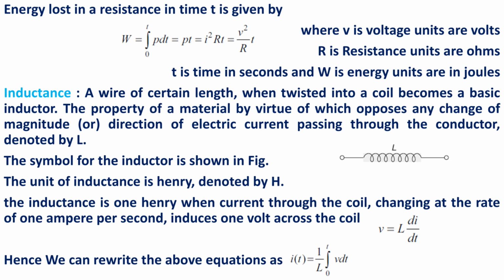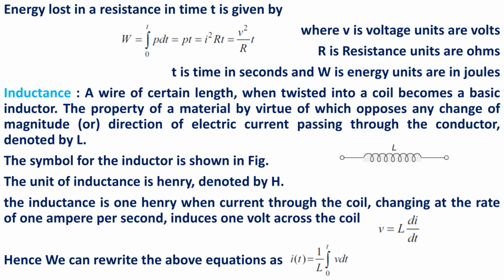The unit of inductance is henry and it is denoted by H. The inductance is 1 henry when current through the coil changing at the rate of 1 ampere per second induces 1 volt across the coil. V equals L di by dt. Hence, we can rewrite the above equation as i of t equals 1 by L integral 0 to t V dt.